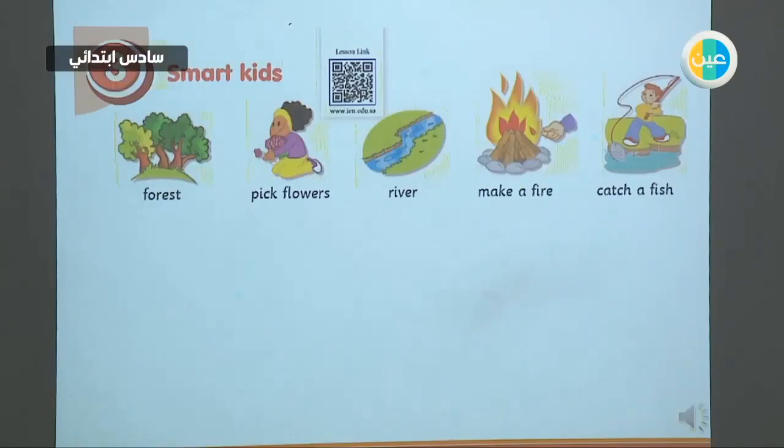Okay, let's start with the vocabulary. We have here some words, five words. We have this one, and the girl, what is she doing? What is this? What do you think, what is this? And here, this man, what is he doing? What is the boy doing with the fish? Okay, let's hear. How can we read these words, and then we will talk about them.